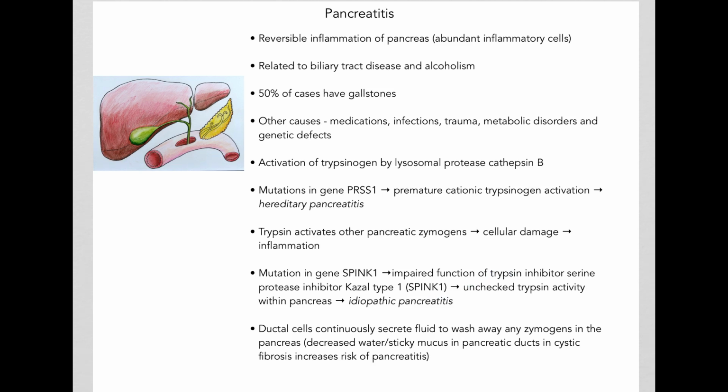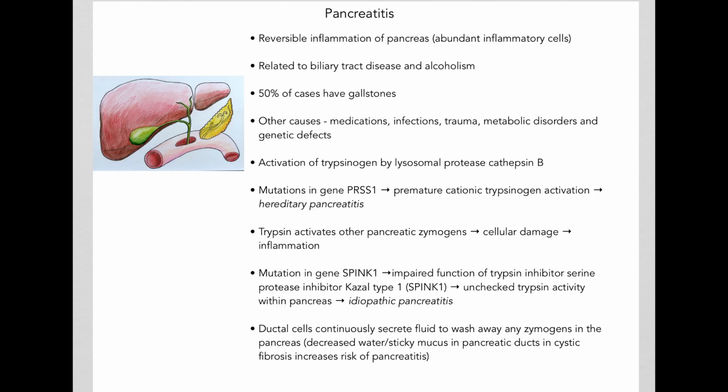So therefore, it's not surprising that any mutations in the gene SPINK1 could lead to this loss of function of this inhibitor, and the trypsin activity will be left unchecked, and that will lead to pancreatic damage, and this causes a disease that we call idiopathic pancreatitis.